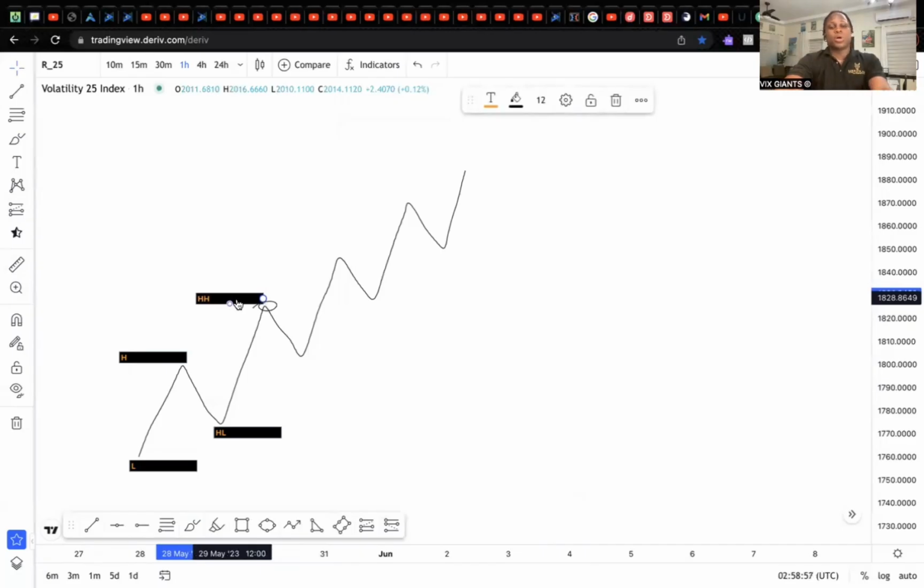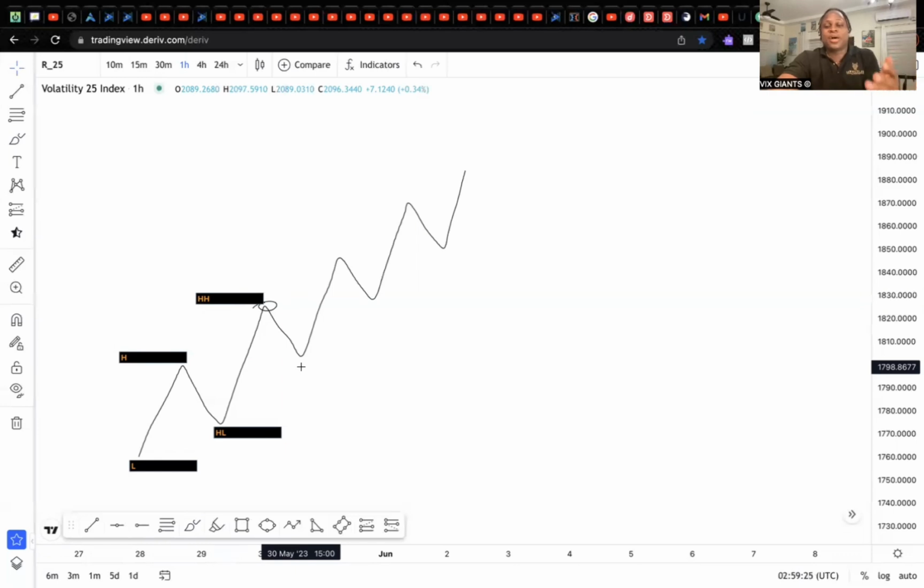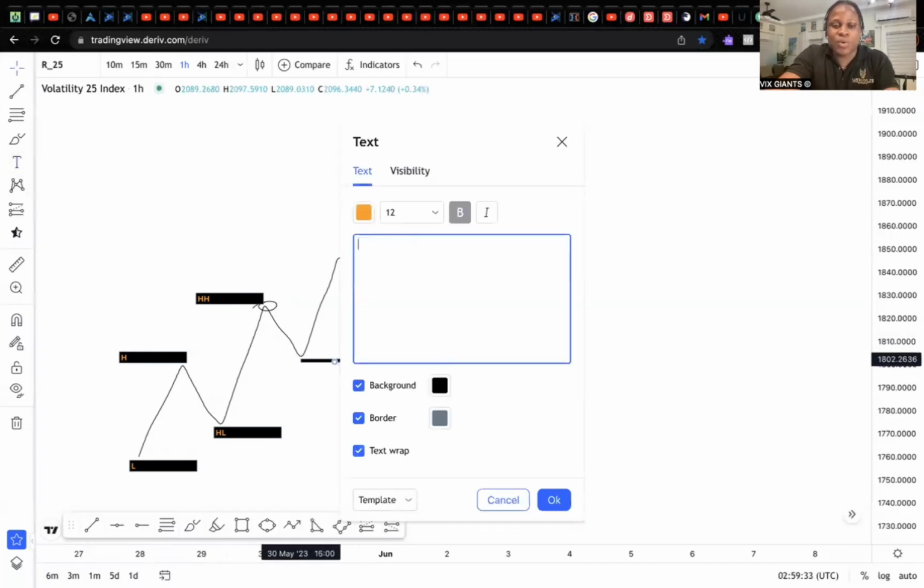After creating that higher high, we made a retracement back to the downside, also creating a low which is higher than our previous low. So that makes this point a higher low. We don't keep stacking labels like higher, higher, higher low, because that makes no sense, so it just remains a higher low. You get me? So we just put HL, higher low.